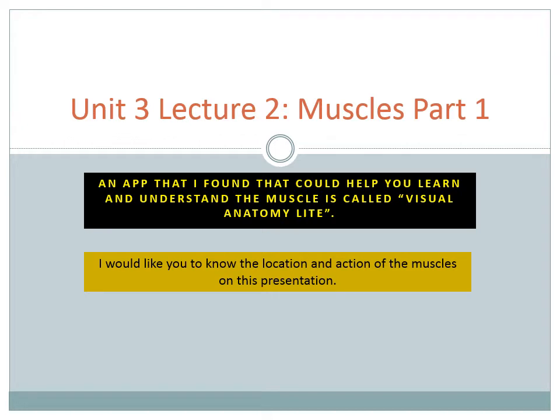There is an app that you can use to maybe help you learn some things. It's called Visual Anatomy Lite. This is not nearly as good as the bone one, so if you don't want to do it, you don't have to do it. I'm just telling you that it's there. So if you'd like an app, Visual Anatomy Lite is one that you can look at individual muscles. What I really want you to know about this presentation is the location and the action of the muscles that we present.